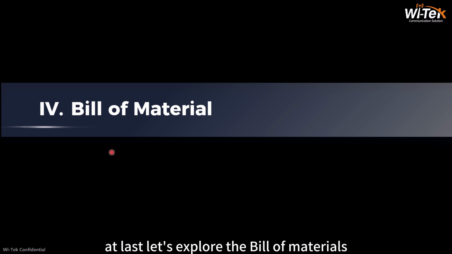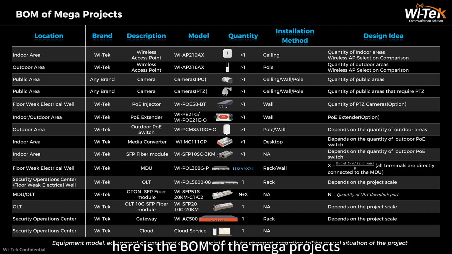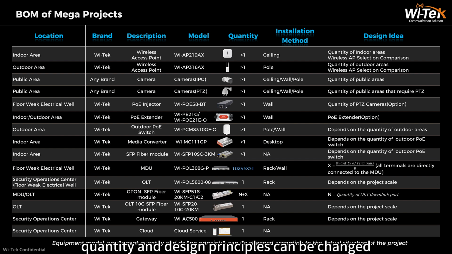At last, let's explore the bill of materials. Here is the BOM of the mega projects. The quantity of access layer MDUs depends on all terminals that directly connect to the MDU. The total equipment model, quantity, and design principles can be changed according to the actual situation of the project.